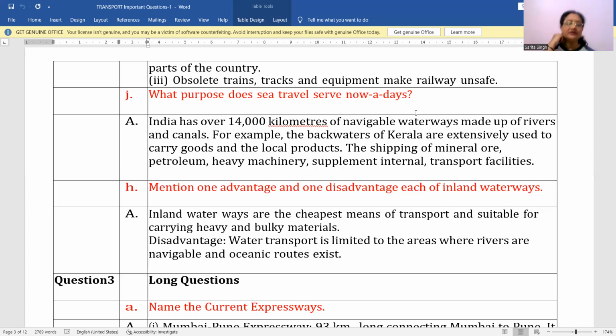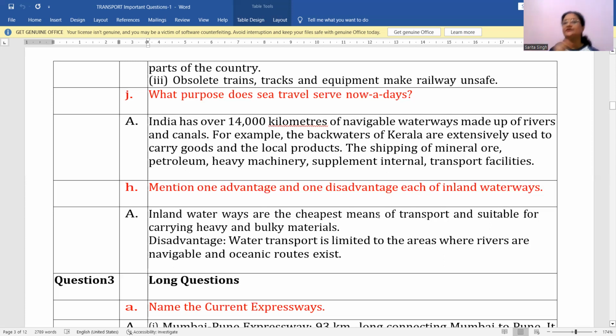So that's why wherever we have to move heavy goods related to export and import from one place to the other, it has to be carried. For that, the first thing that should come to mind is this means of transport, that is the waterways, sea travel. Okay. Mention one advantage and one disadvantage of inland waterways.